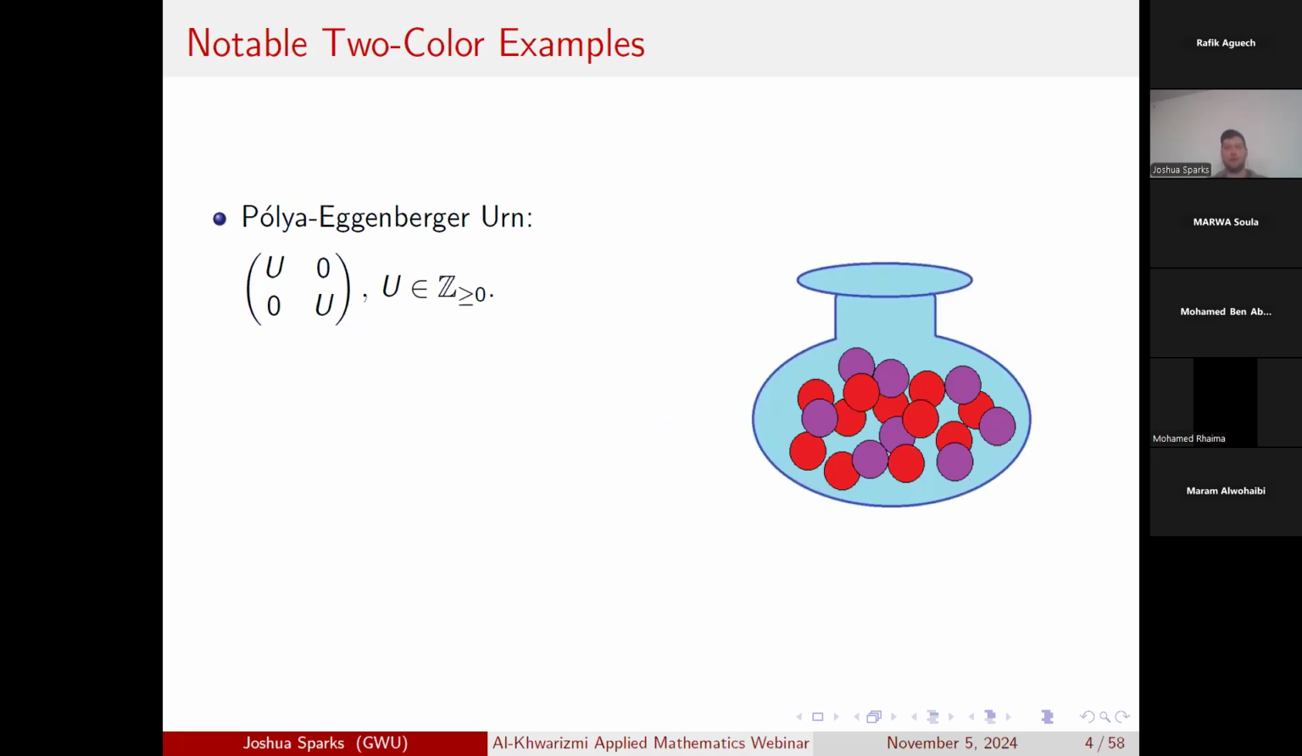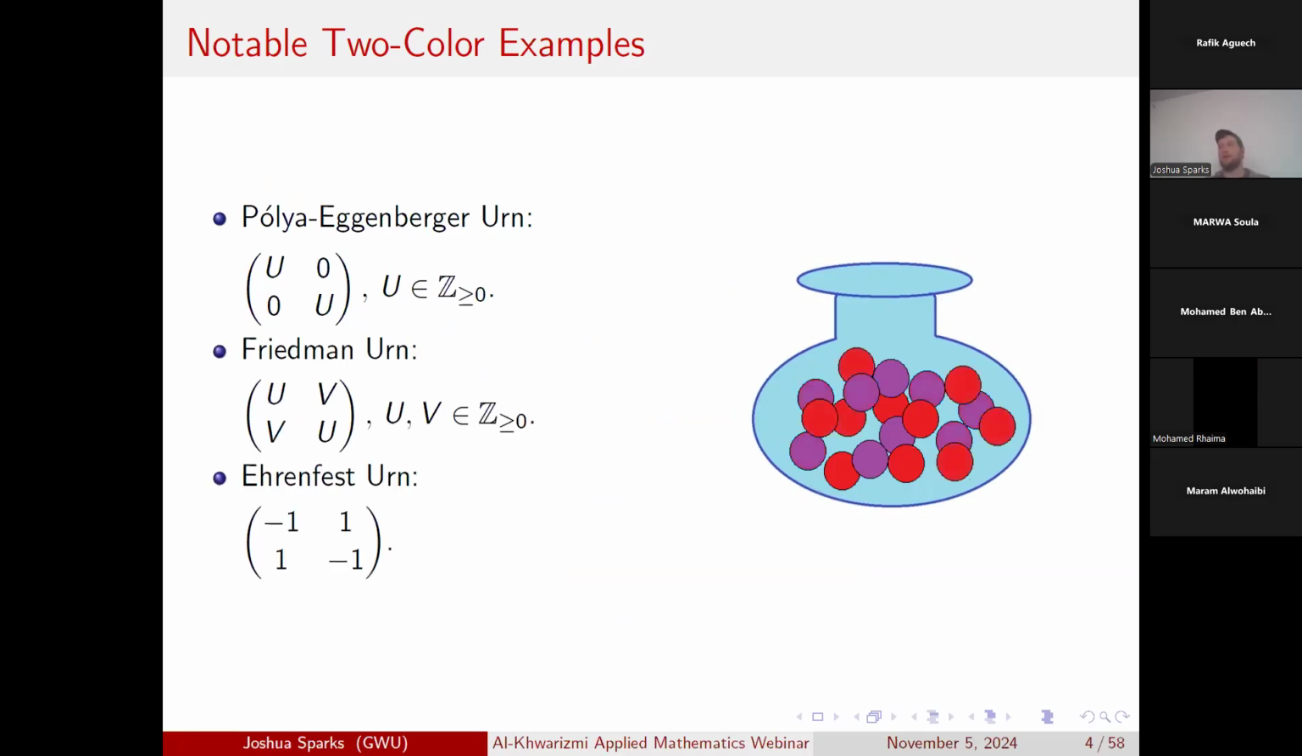So some notable two-color examples that have been foundational for the literature are the Pólya-Eggenberger urn, the Friedman urn, or the Ehrenfest urn. The Pólya-Eggenberger is basically self-reinforcing: if I draw a ball of color one, then it adds U balls of color one into the urn itself. A great analogy I like to use is planting a garden. If you have a couple of species of plants fighting to grow, because only one of them can be chosen to populate based on the resources of the soil, then the random draw is like which of the two genetic dispositions ends up growing and prospering from the plant seeds.